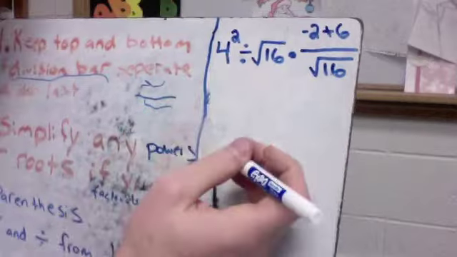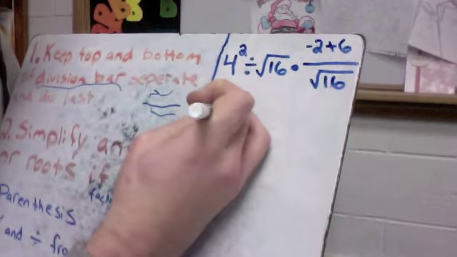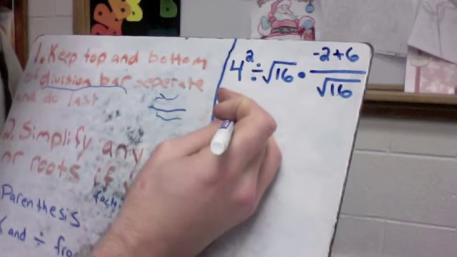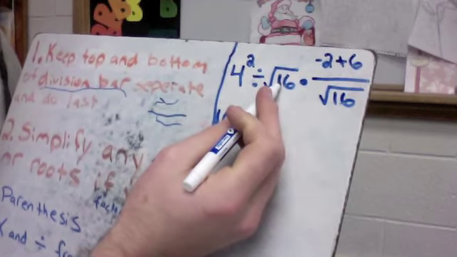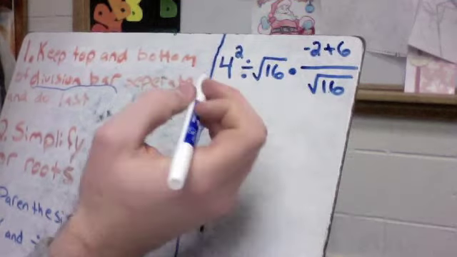4 to the second power is 4 times 4, which is going to be 16. Divided by 16, or square root of 16 would be 4. 4 times 4 is 16.